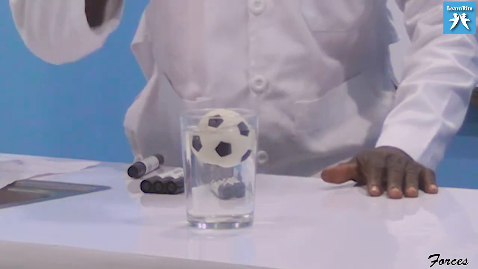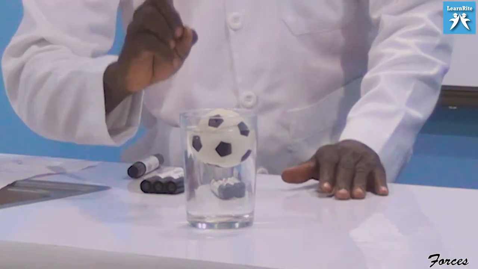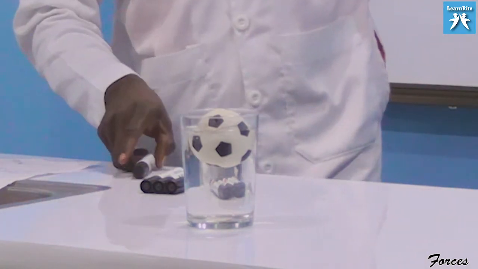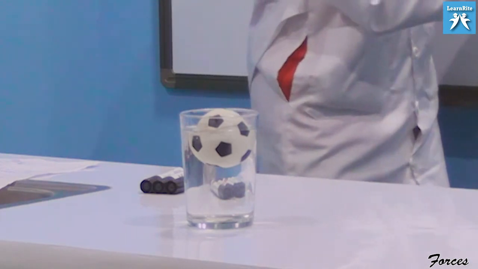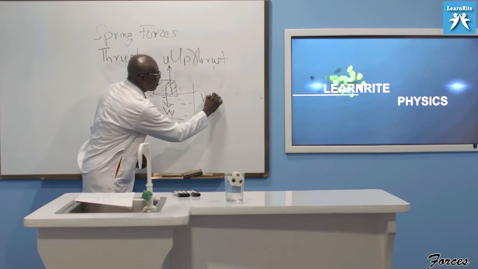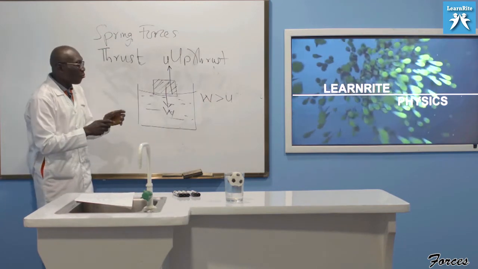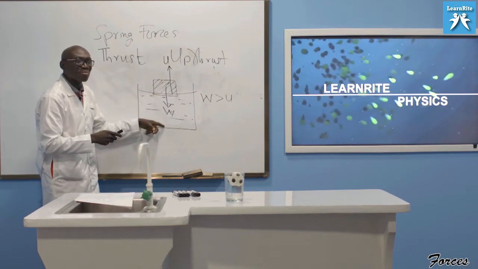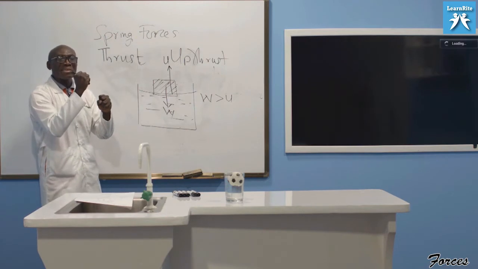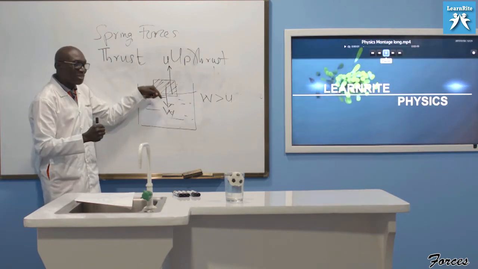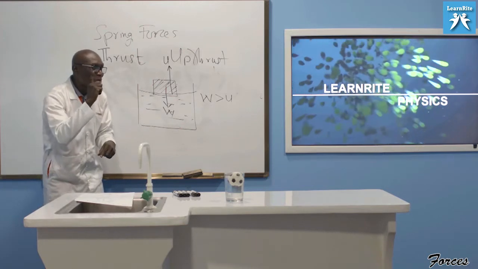Even if the weight of this ball is bigger than the upthrust, and I'll go to the ball to demonstrate it, if the weight is bigger than the upthrust, what will happen is that the ball will sink to the bottom. But you see, the upthrust is still there to check it. And so even though it will sink, it will do so slowly because there's something holding it in check.